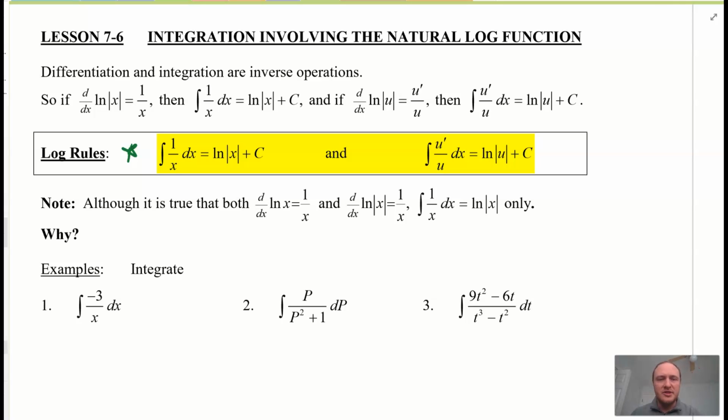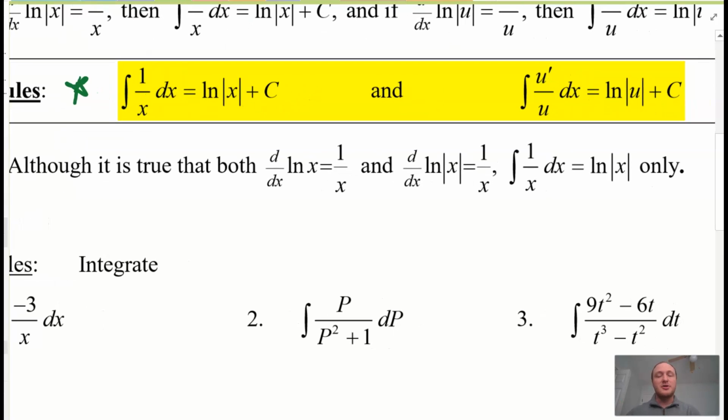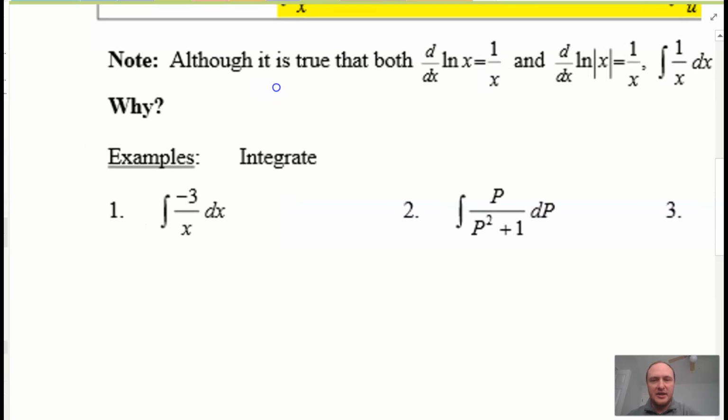And note here, although it is true that the derivative of natural log of x is 1 over x, and the derivative of the natural log of absolute value of x is 1 over x, when we integrate 1 over x, we have to prevent domain issues, okay? So we have to account for all domain values. So make sure that you're aware of that. We always have to include those absolute value brackets. Okay, let's go ahead and integrate.